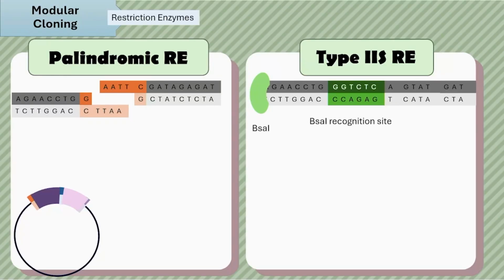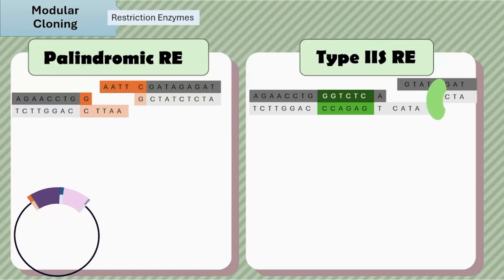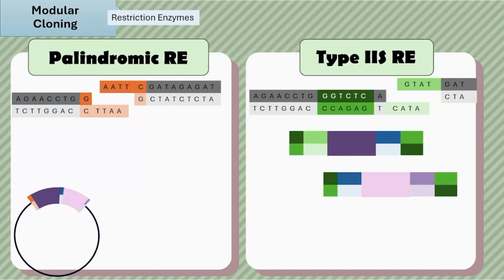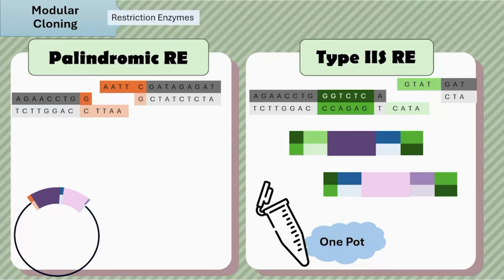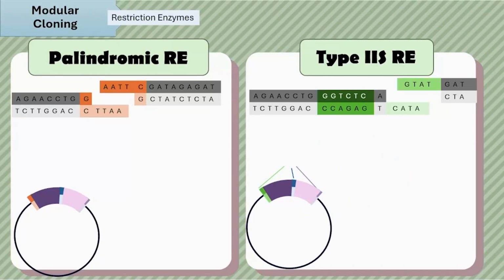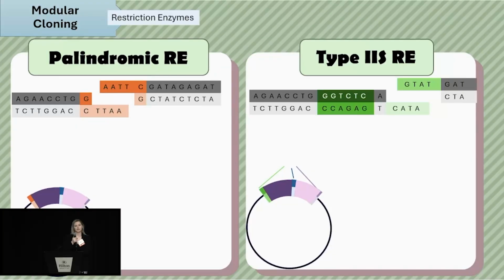And a good example of this is BsaI. It will cut actually outside of its recognition site, meaning that it leaves these nice little overhangs that are fully customizable. So they're not relevant to BsaI being able to cut, meaning that you can have one enzyme in your one-pot reaction instead of multiple, and it will cut each recognition site, leaving different overhangs, allowing you to assemble with just one restriction enzyme, which is a lot cheaper, a lot faster.